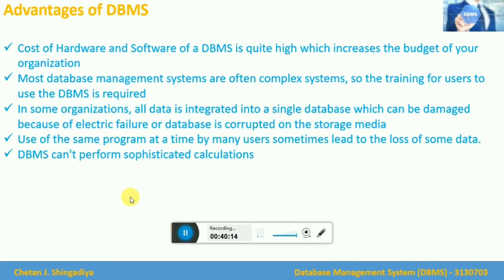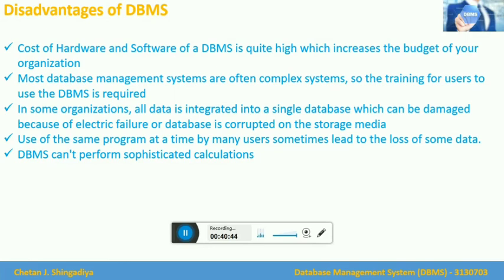Now let us understand the disadvantages of DBMS system. The first disadvantage is the cost of hardware and software of a DBMS is quite high. So it will ultimately increase the budget of your organization. So the cost is increased due to the high availability of hardware and software.